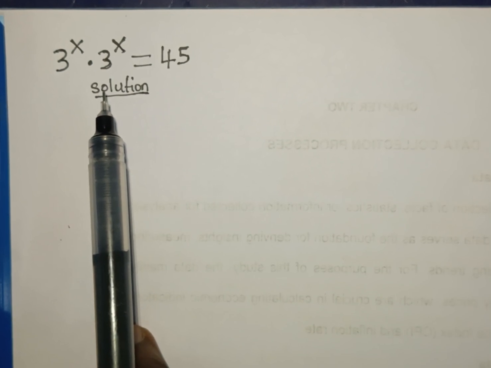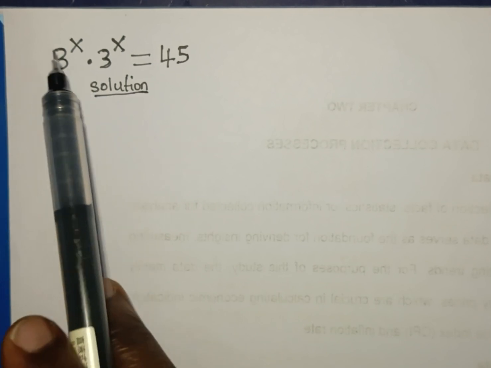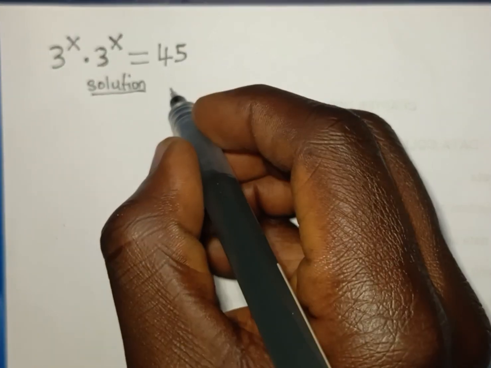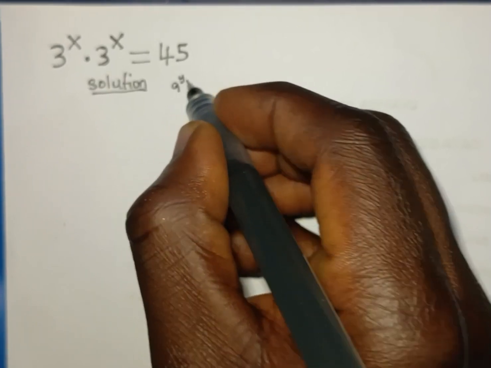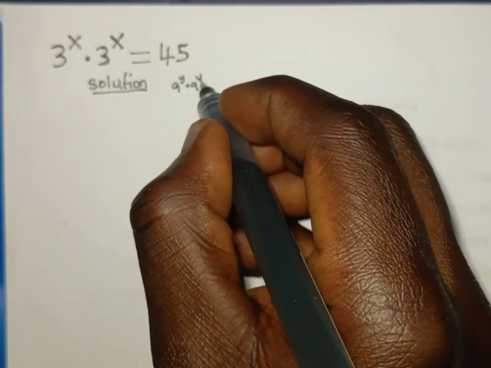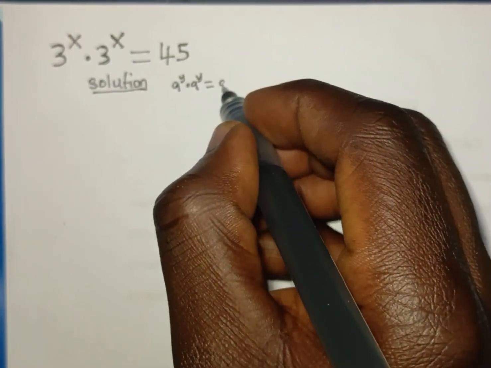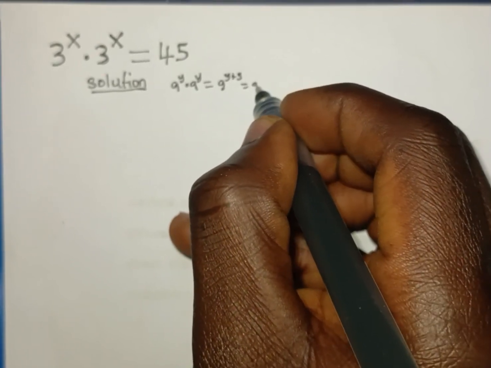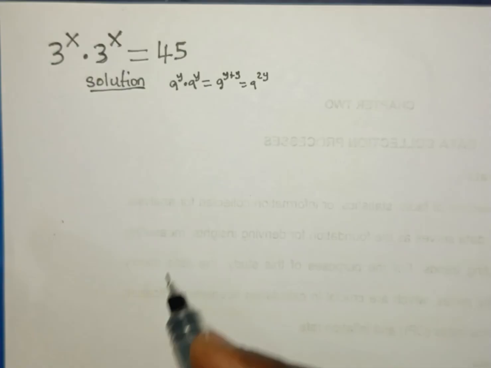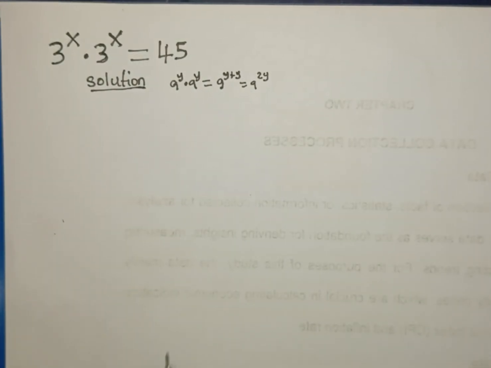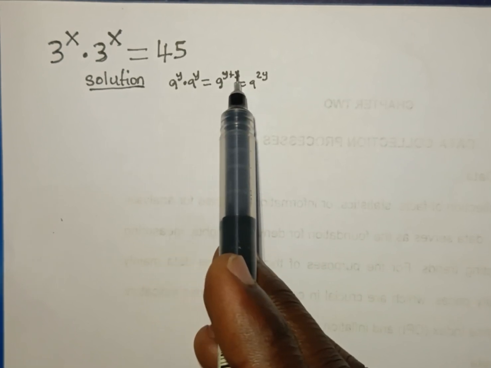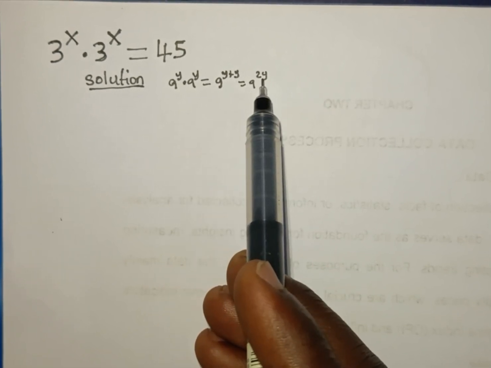To solve for the value of x from this equation, the first thing we are going to recall, if you look at the left hand side of this equation, 3 to power x multiplied by 3 to the power of x, is this property that says when we have a raised to the power of y multiplied by a raised to the power of y, this is the same as a raised to the power of y plus y, which is the same as a raised to the power of 2y. So we recall the multiplication property of indices. When the bases are the same, just write one of the base, then we add the powers. So y plus y is the same as 2y.